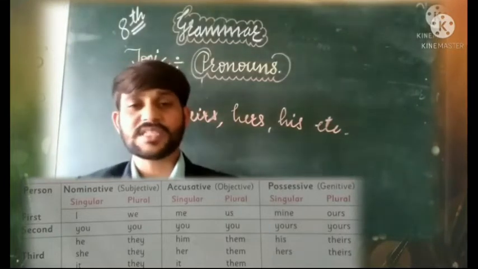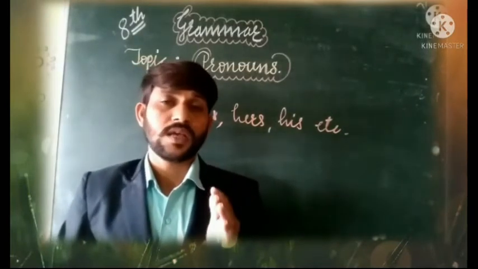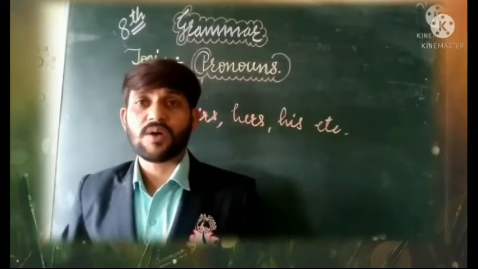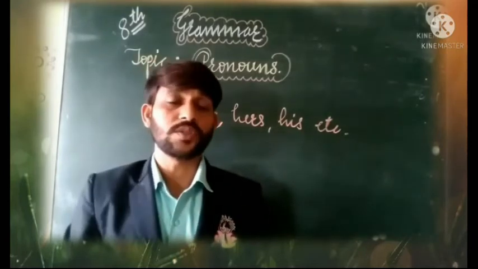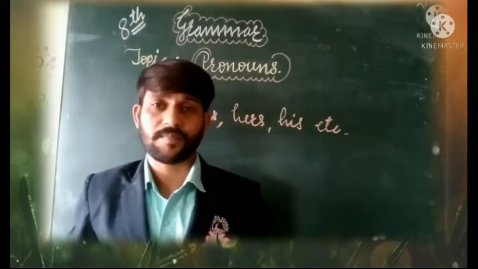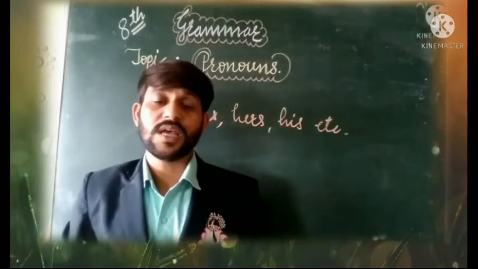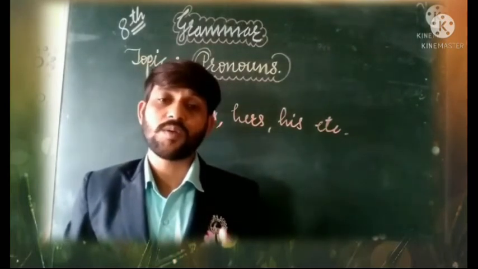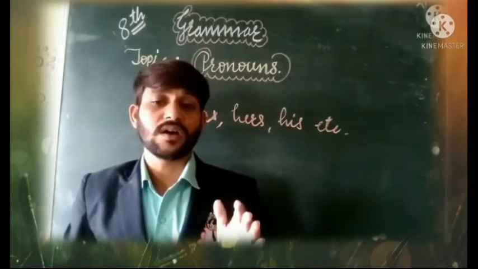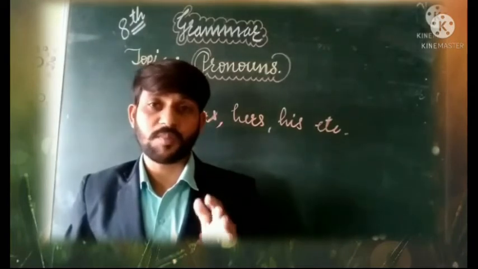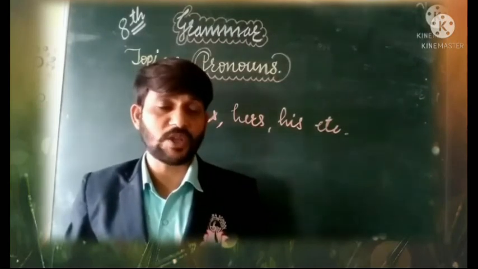So in this way we have seen the definition of pronouns: words used in the place of nouns to avoid their repetition. That can be I, we, he, she, it, you, they, us, me, him, her, etc. Then we have seen the kinds of pronouns. There are 8 kinds of pronouns. Among them, the first one we have seen is personal pronouns, which stand for a person. Then we have seen the table according to person, in the nominative, accusative and possessive cases, and how the singular and plural forms are filled in.